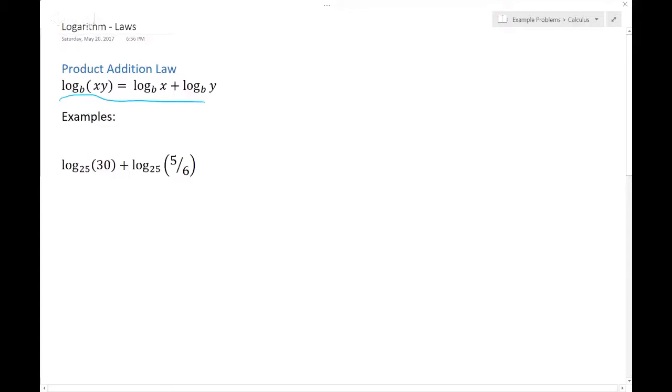An example of this would be if you have log 25 of 30 plus log 25 of 5 over 6, then you can combine that into log of 25 times 30 times 5 over 6, which can then just be reduced into log of 25, and then this reduces and you just get 5 times 5, so log 25, which is then just 1.